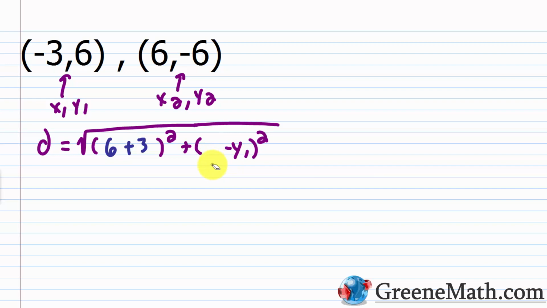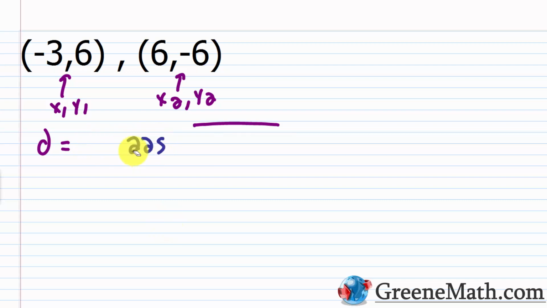So then y sub 2 is going to be negative 6. And y sub 1 is going to be positive 6. So 6 plus 3 is 9. 9 squared is 81. And negative 6 minus 6 is negative 12. Negative 12 squared is 144. So you get 81 plus 144, which is going to be 225. And the principal square root of 225 is 15. So the distance between these 2 points is going to be 15.